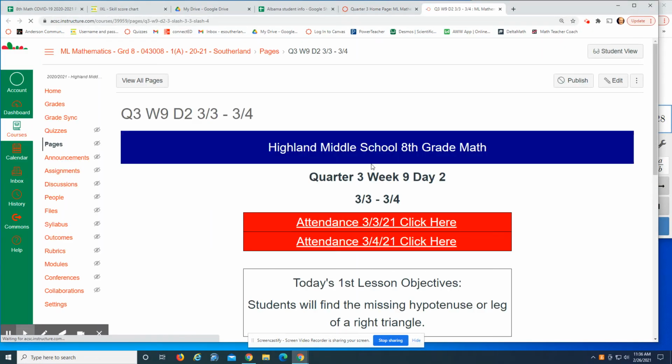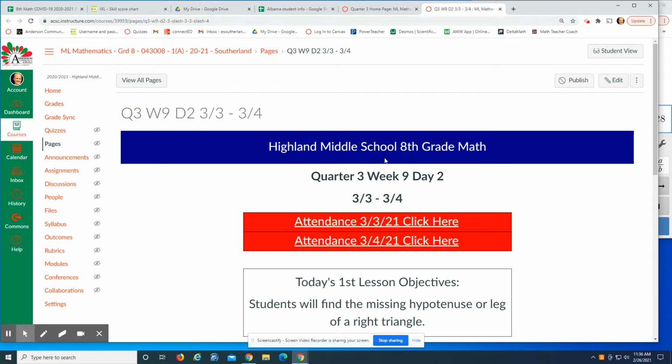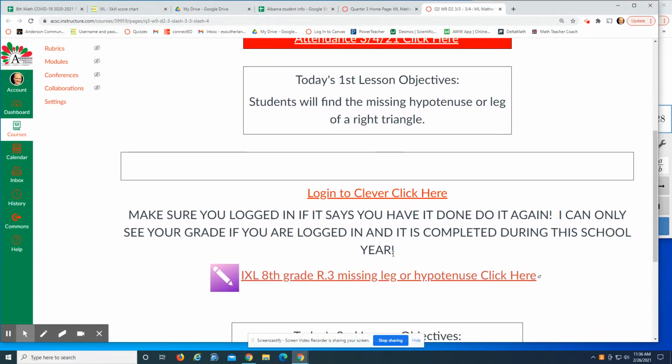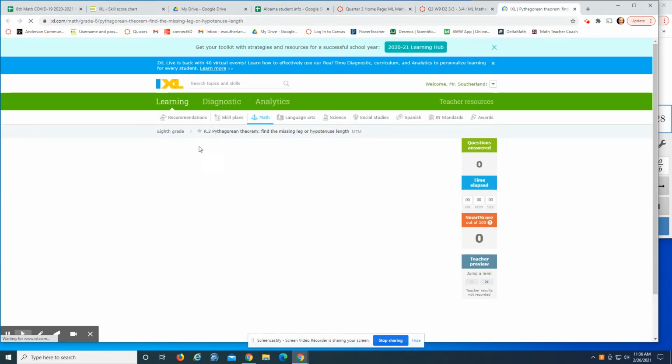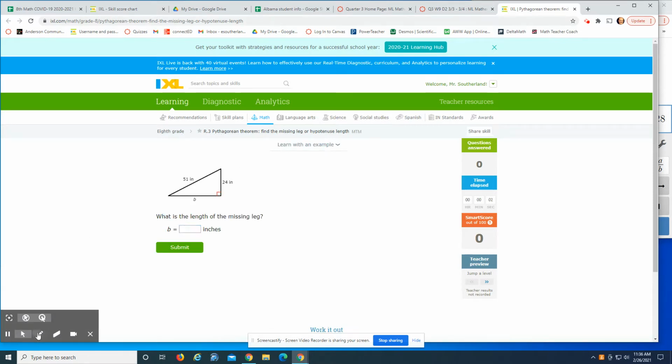We're going to click here. Yesterday, we found the missing hypotenuse and the missing leg on individual lessons. Today, we're going to see finding a mix-up of either one. Make sure that your name is up here in the right corner. This is IXL 8th grade R3. And so the same principles still apply. We're putting it in A squared plus B squared equals C squared.